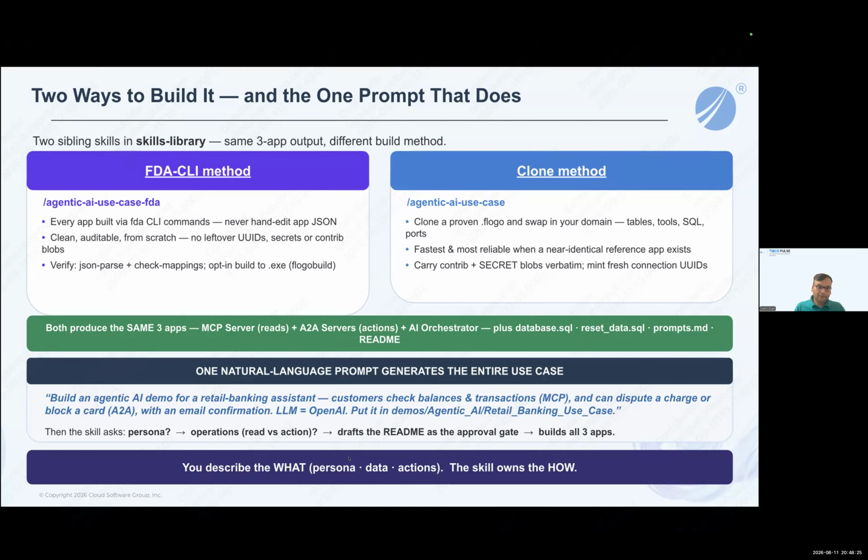So basically you describe what needs to be done, like you specify the persona, the data, and actions, and the skill owns how to build this entire pattern. So it's very easy. Within hours, you can build the entire agentic workflow for your domain or industry.